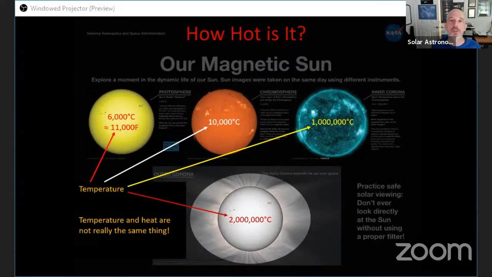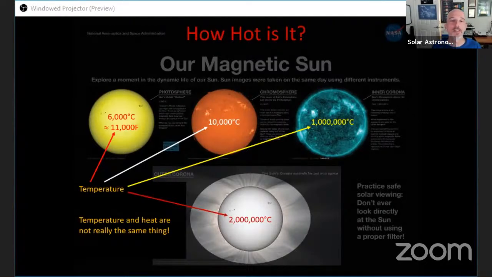So temperature is a measure of how fast the individual particles are going, and heat is a measure of the total energy there is. If there are lots of particles hitting you, then you're feeling a lot of heat because you're being hit a lot, and there's a lot of energy in all those collective collisions that your body is feeling from the particles around you. I hope that's making sense a little bit.